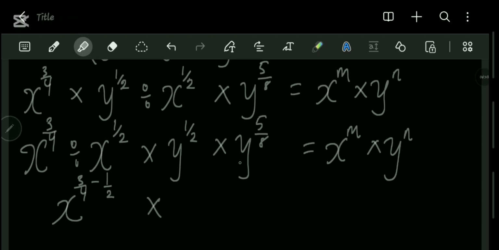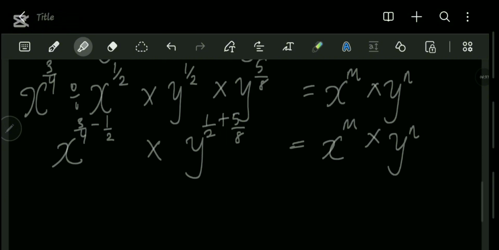Then multiply by, same thing here, I pick one of the bases, then add the power. So I'm having half plus 5 over 8. Are you seeing that? Then that's equal to x raised to m times y raised to n.